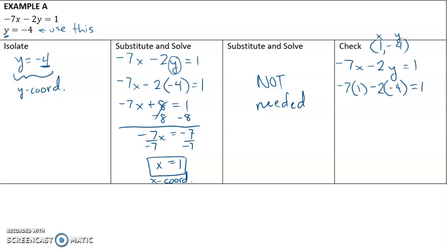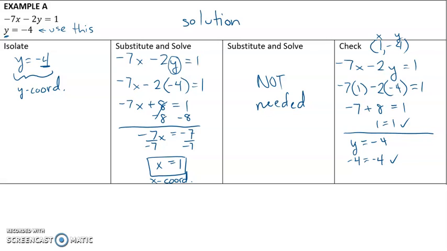Then we simplify this. Negative 7 times 1 is negative 7. Negative 2 times negative 4 is positive 8. Negative 7 plus 8 is 1, which in fact equals 1. So that equation works. Then we check our other one, which is super simple: y equals negative 4. Wherever y is, I replace it with a negative 4. That's true. So I now officially know that my solution is 1, negative 4. So that's the process.